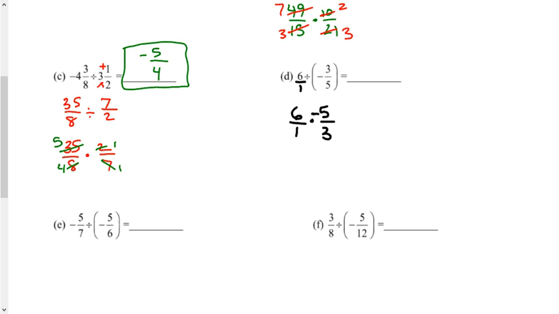There we go. I can do a little bit of canceling. Say 3 goes into 6 2 times. And then that just gets me negative 10/1, which we don't usually write like this. That looks kind of weird. So instead, we just say negative 10. There you go.